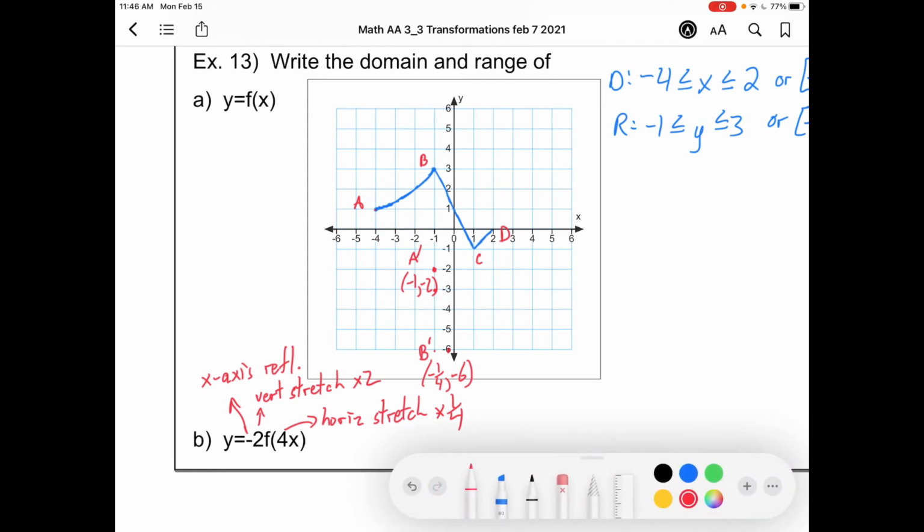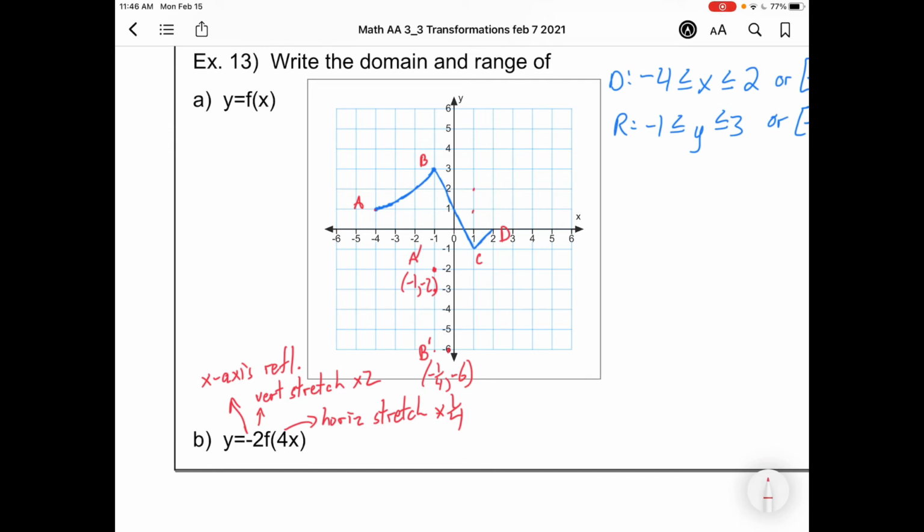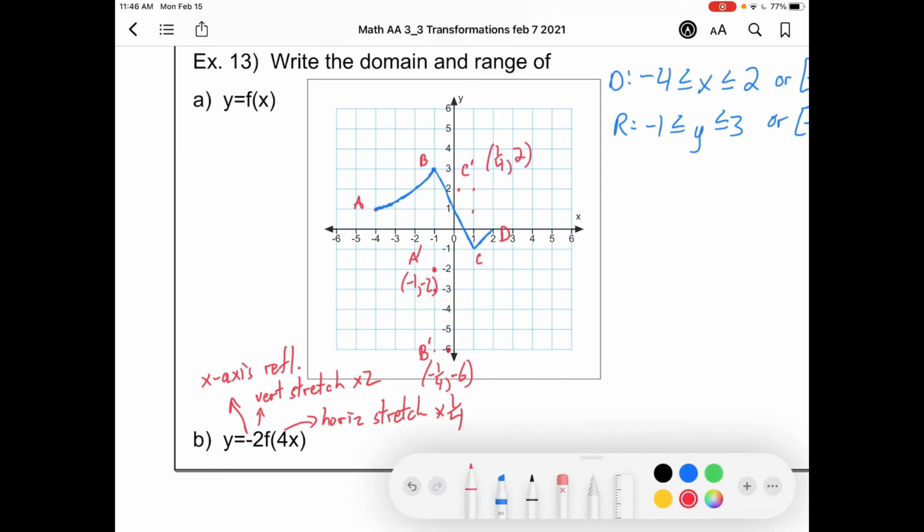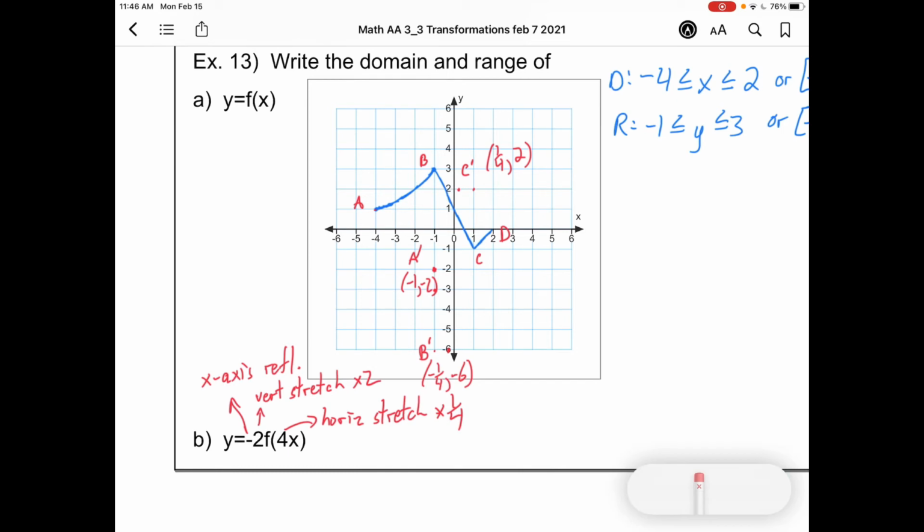Similar kind of stuff going on with C, so it would be flipped through the x-axis, twice as tall, and 1/4 as wide. C prime is going to be at 1/4, 2. And let me get rid of some of the little dots I've made on the way.